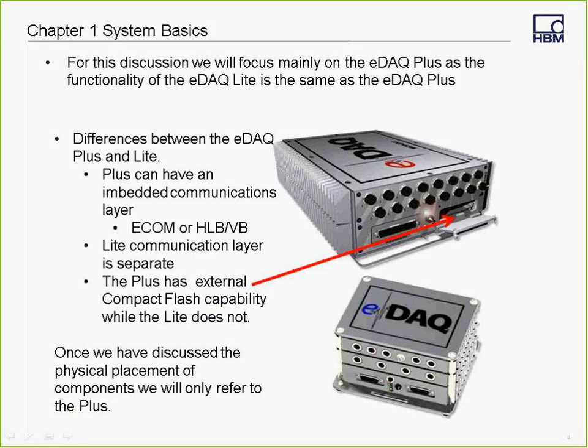For this discussion, we will focus mainly on the eDAQ Plus, as the functionality of the eDAQ Lite is the exact same as the eDAQ Plus. Differences between eDAQ Plus and Lite is the Plus can have an embedded communications layer in the base processor, either an ECOM or an HLB-VB layer. Lite communication layer is always separate. The Plus has external compact flash capability, while the Lite does not. Once we have discussed the physical placement of components, we will only refer to the Plus. We will not discuss the eDAQ Classic in this presentation.